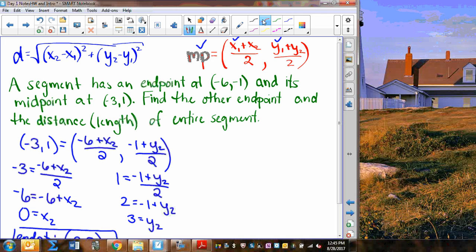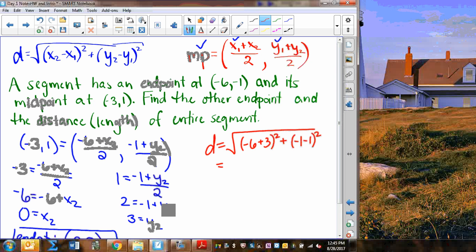My board's really going crazy with colors. All right, not midpoint, distance. So let's see, using my endpoint and that midpoint, -6 minus that -3, so -6 plus 3. You gotta be really careful with those negatives. Plus, -1 minus 1. All right, so -6 plus 3 is -3, and -3 squared is 9. -1 minus 1 is -2, and -2 squared is positive 4.